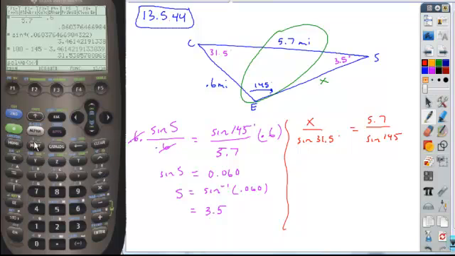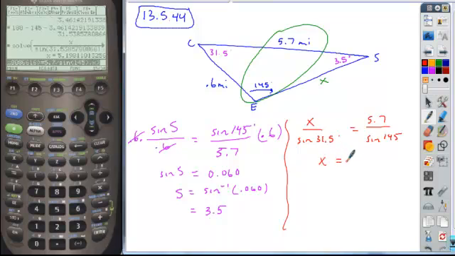X over the sine of this angle measure that I just solved for is going to equal my given ratio of 5.7 divided by the sine of 145. Close it off and solve for X. When I do, I get my actual length, which is 5.2 approximately. And that was the measure that I was looking for.